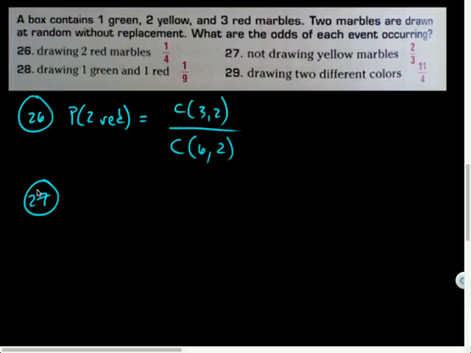Not drawing yellow marbles. So probability 2 not yellow. Let's see, how many not yellow marbles are there? There's 1 green, 3 red, so that's 4 non-yellow marbles. So I'd want to find out how many ways could I select 2 of the not yellows over the total number of ways I could select 2 marbles out of 6. So number of successful ways the event could occur over the total number of ways the event could occur.